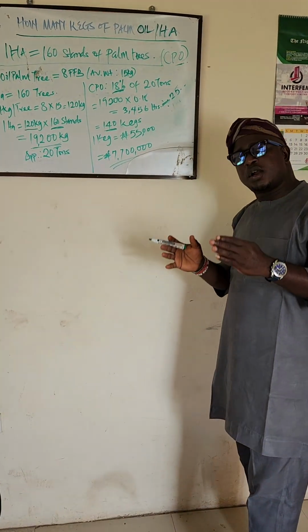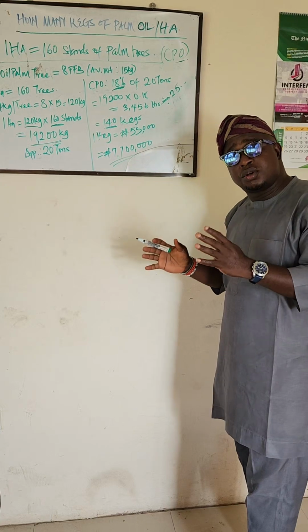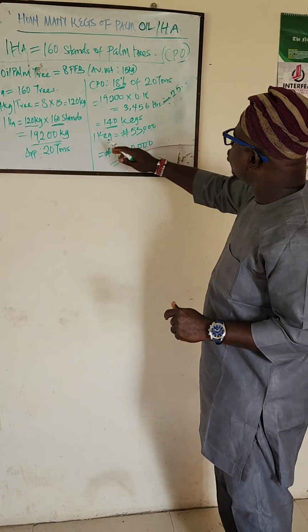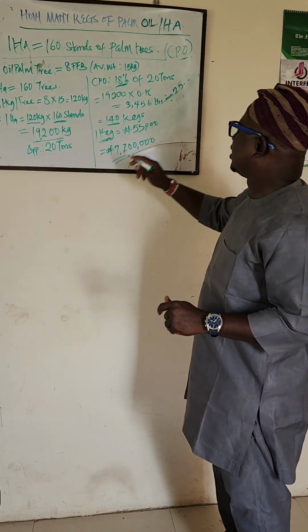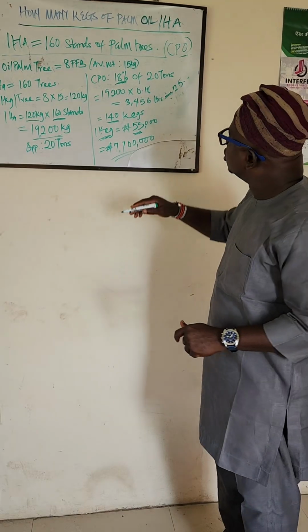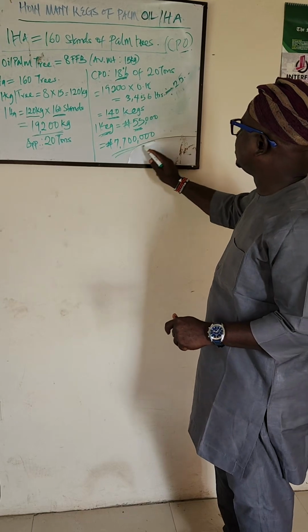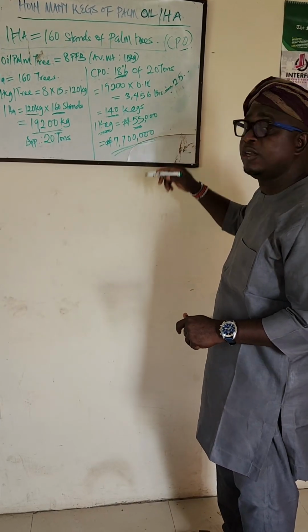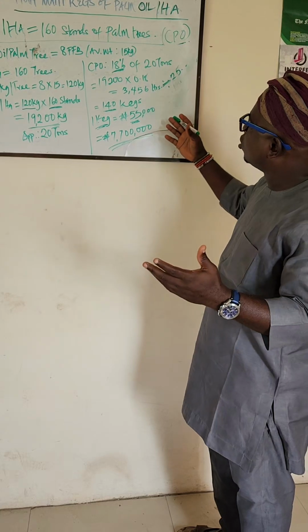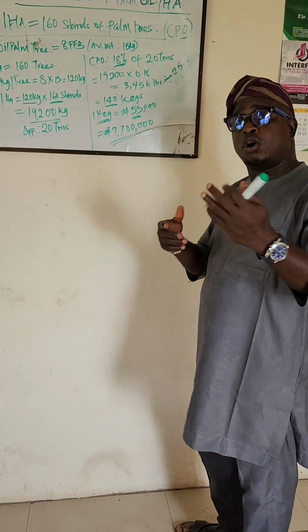So 140 kegs, between 130 to 150 kegs, is what you can get yearly at maturity from 1 hectare of oil palm plantation. One keg, the last time I checked, is selling for around 55,000 naira. So if you have 140 kegs in a year, you can sell it and make about 7.7 million naira from 1 hectare of land. We have just done this calculation. This is the minimum.